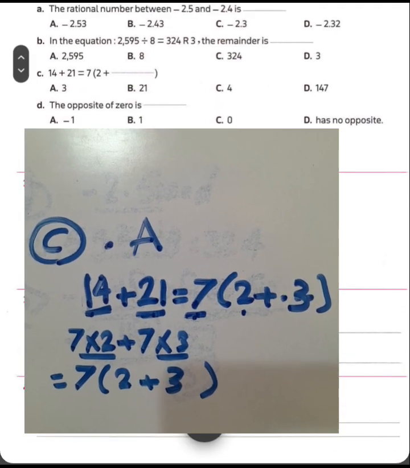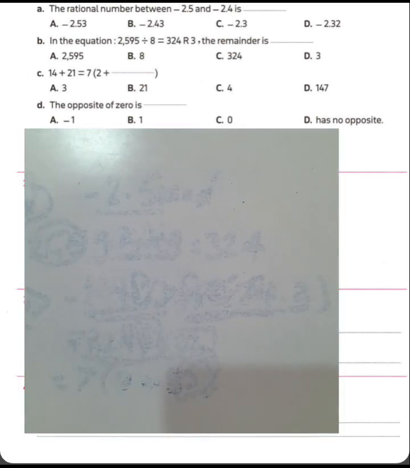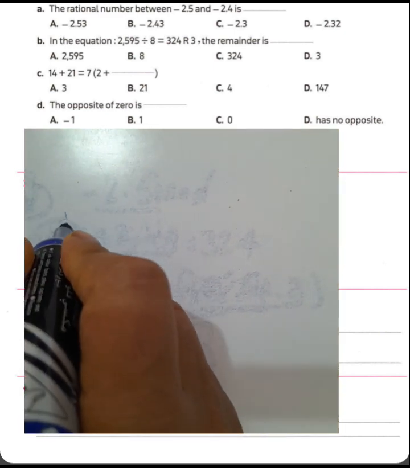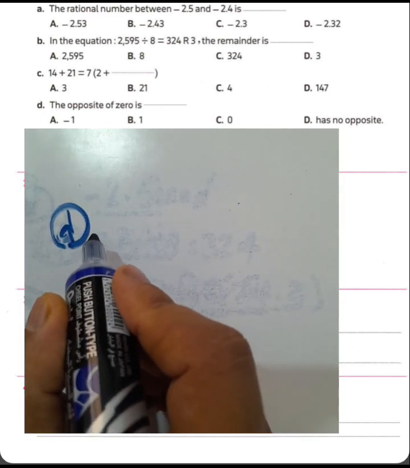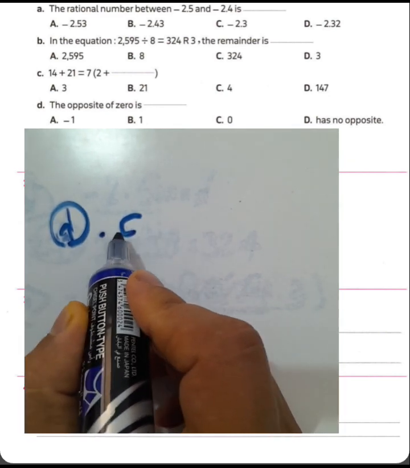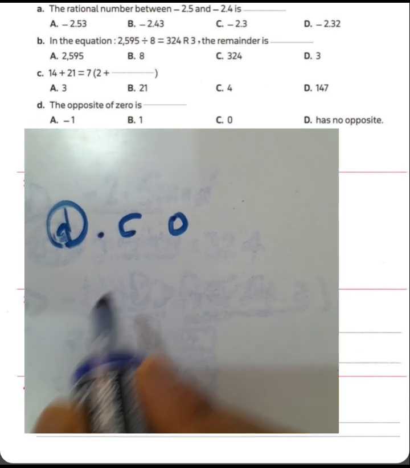Question letter D. The opposite of 0 is 0. Why? Because 0 is non-positive and non-negative. The opposite of 0 will be 0. Choose letter C for question D. The opposite of 0 is 0. Okay.